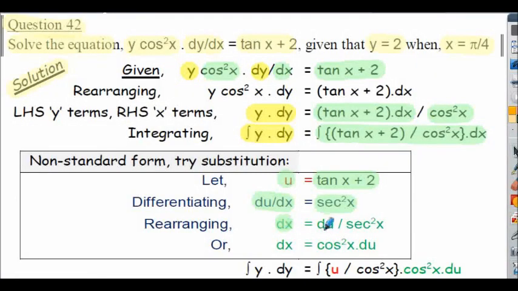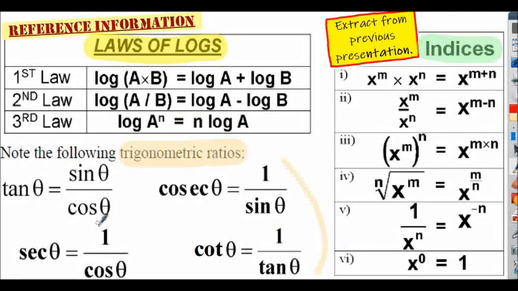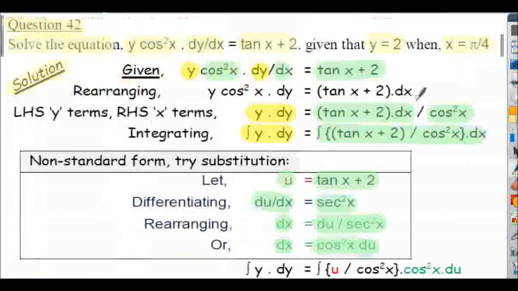We can rearrange for dx, since du is divided by sec squared x. And remember from our standard trigonometric tables, sec squared x is 1 upon cos squared x. So in this case, dx is equal to cos squared x du. So referring back to our reference information, we know that sec theta is 1 upon cos theta. In other words, sec theta is the reciprocal of cos theta. So sec squared theta will equal 1 upon cos squared theta. That's essentially what we're using here to rearrange our equation.